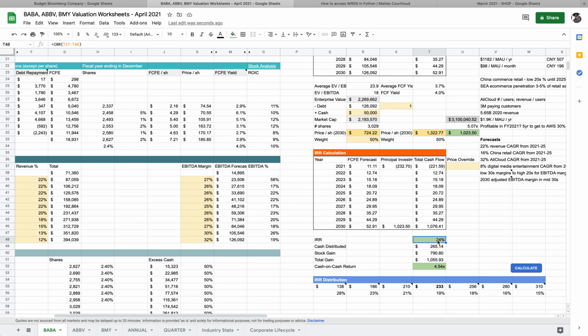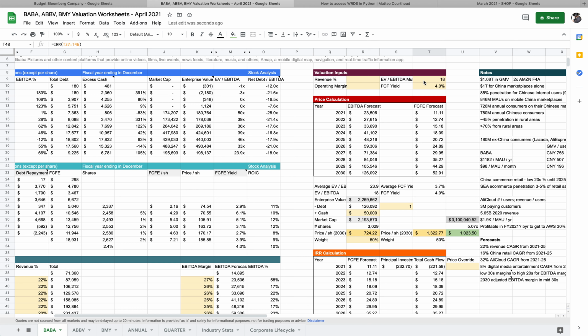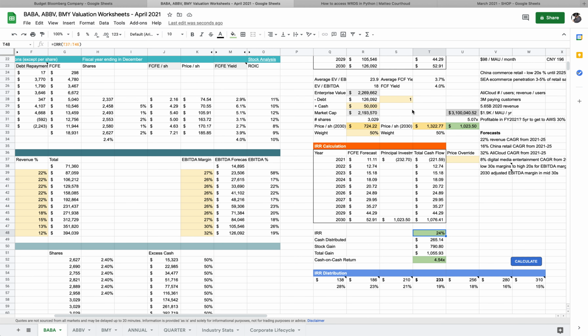With the current numbers we have, of course, all these numbers are contingent on the assumptions I've made. Depending on the assumptions around the growth of the company, the margins, the multiple and the yield, the IRR that I get is around 24%, which is quite good, as I've seen in my very limited experience.